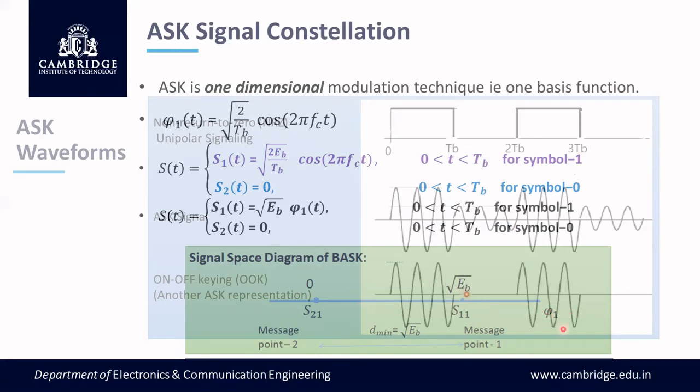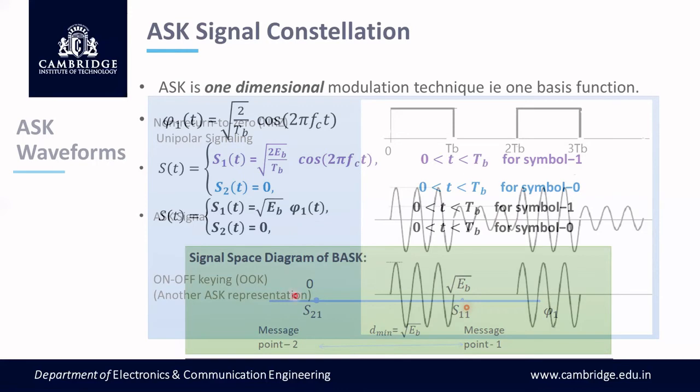Because it is one dimensional, this is also ASK. So this kind of signal can be represented with only one basis function. The presence and absence of pulse is generally called on-off keying. That is also ASK. And this phi 1 is shown here. Both are phi 1. The second waveform is having different amplitudes, root TB and 0. These root TB and 0 values are shown here, root TB and 0.